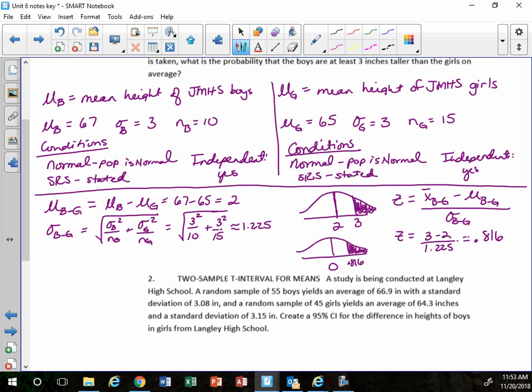Norm CDF. So I'm going to do my norm CDF from 0.816 to infinity. And since I've standardized it, I'm using 0 and 1.225. Since you've standardized it, you don't have to label those two little pieces, okay? And I should get about 0.207.